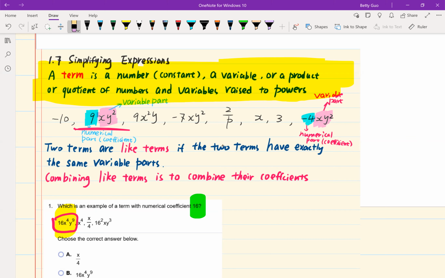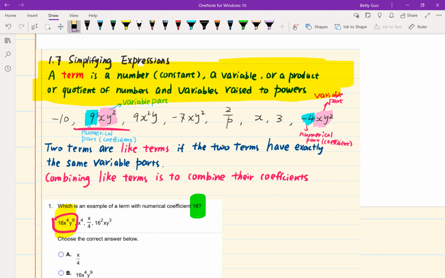What's the coefficient? 9. What's the variable part? x squared y. The whole part x squared y, right? Awesome. What's the coefficient? What's the variable part? Perfect. What's the coefficient? 2. Yeah. What's the variable part? It's 1 over p. Yeah, 1 over p, not just p, because p is in the denominator. So it's 1 over p, that's the variable part.